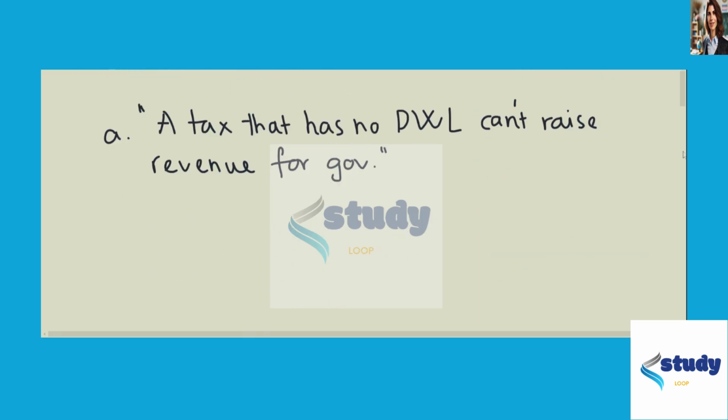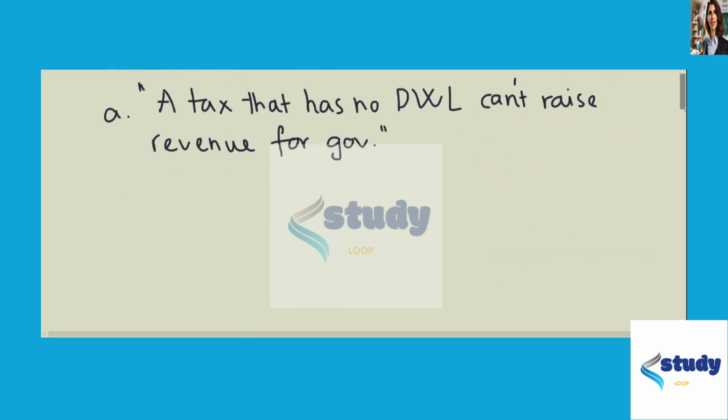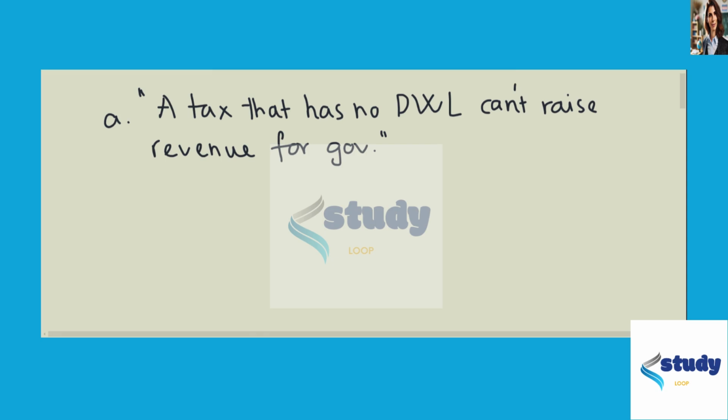Now let's come to the first statement. A tax that has no deadweight loss can raise revenue for the government. This is an incorrect statement. It is incorrect because we can find an example where a tax with no deadweight loss still raises revenue for the government.